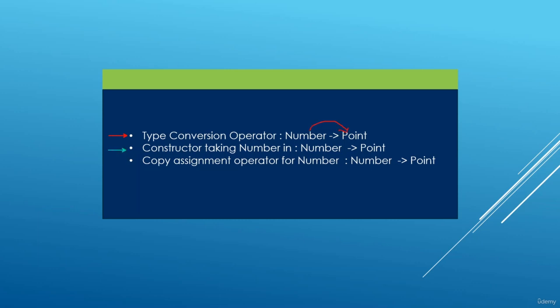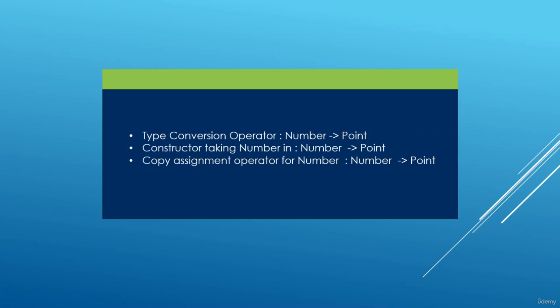We could go through a constructor that takes a type and use that to convert to another type. For example, if we have a point constructor that takes a number parameter, we could use this to convert from number to point. And we saw that we could also do this. Another way we saw was to go through the copy assignment operator that took another type as a parameter. For example, if we have a copy assignment operator from the point class that takes a number parameter, we could also use this to do the conversion from number to point.